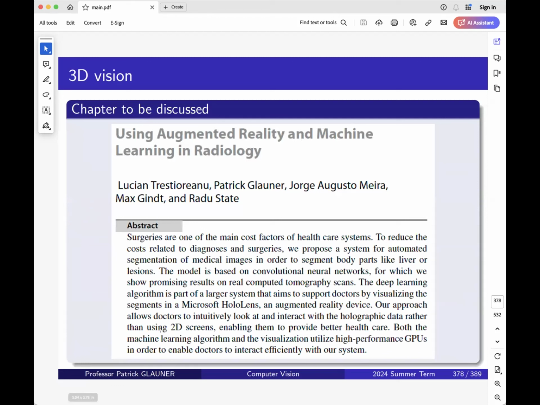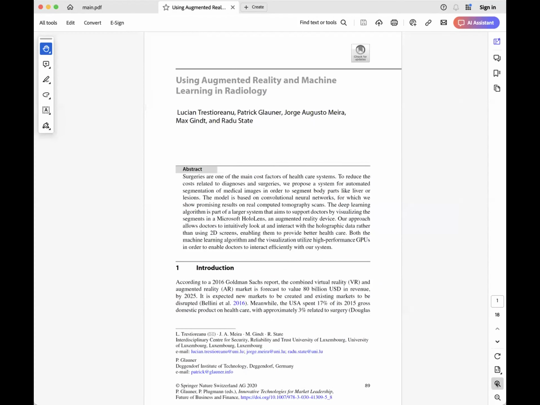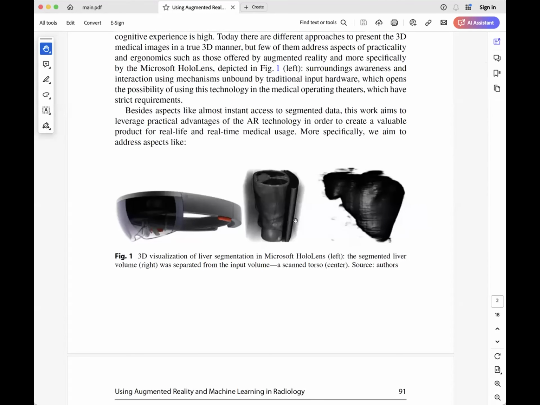I've also worked on 3D vision. I published a paper a few years ago about 3D vision. It's called Using Augmented Reality and Machine Learning in Radiology, and we published it as a book chapter. What we had were CT images, so computed tomography images, of organs like a liver, but also of the whole torso of a human. And these are 3D images.